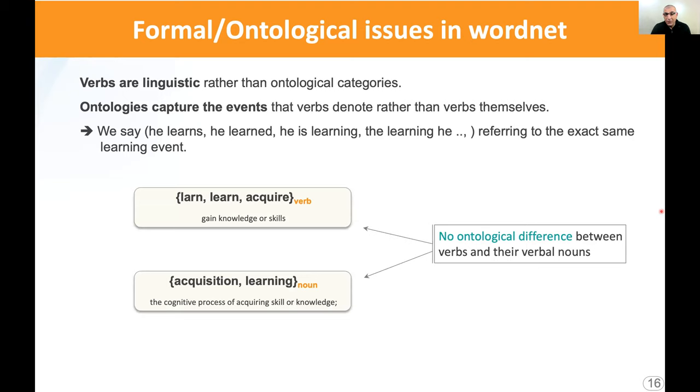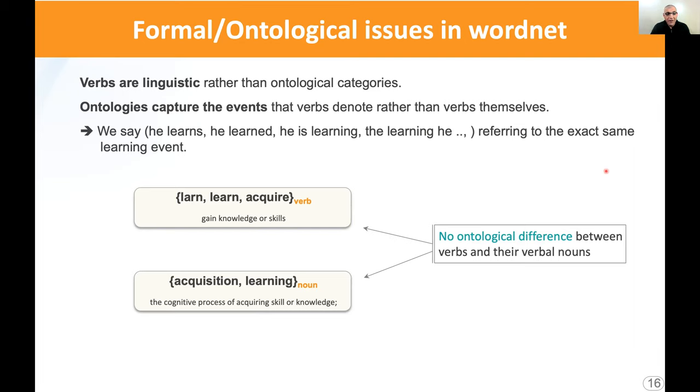This case is important, which is related to verbs and their verbal nouns. So verbs are linguistic rather than ontological categories. Look at this synset of the verb learn, which means gain knowledge or skills. And this noun synset of learning refers to the cognitive process of acquiring skills or knowledge. Actually, both refer to the same event of learning. So if we say he learns, he learned, he's learning, the learning he gained, and so on, we actually refer to the exact same event of learning.